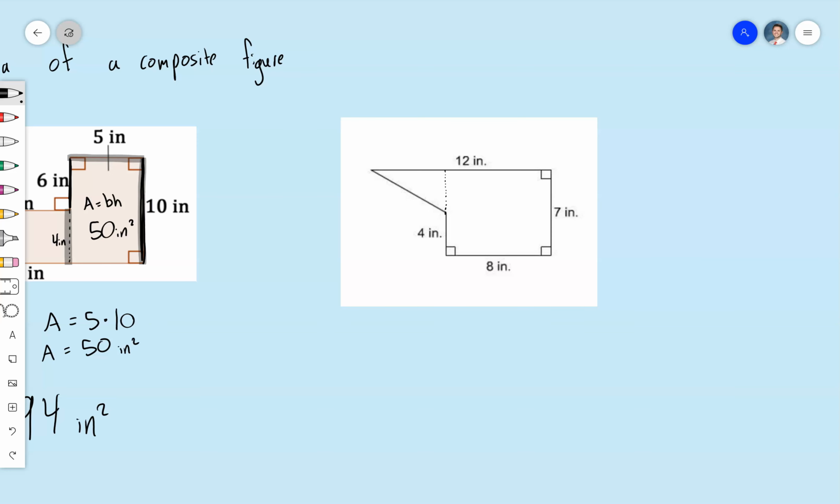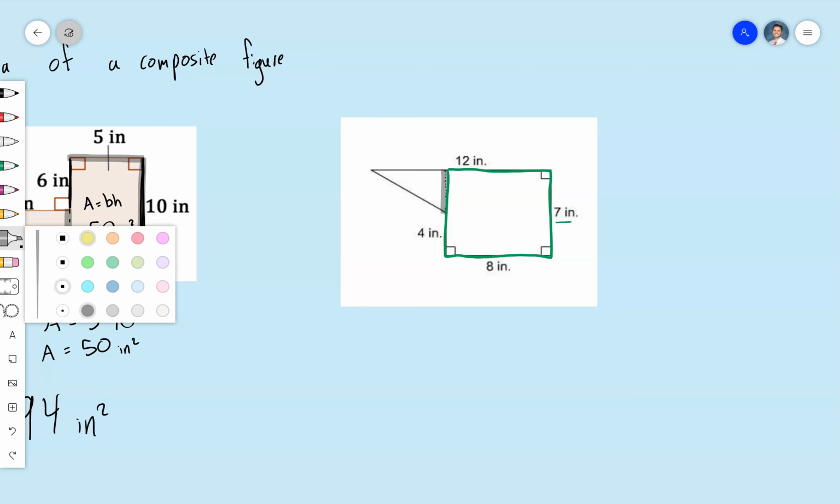So we need to know the height of this triangle if we want to find the area. Now once again, we can find that height because we can see that what I'm outlining in green is a rectangle, which means if we've got 7 inches here, then this whole length on the other side that I will highlight in yellow also needs to be 7 inches. So if that's 7 inches, and this shorter part of our figure here is 4 inches, then 7 minus 4 will give us the height of our triangle, which is 3 inches.